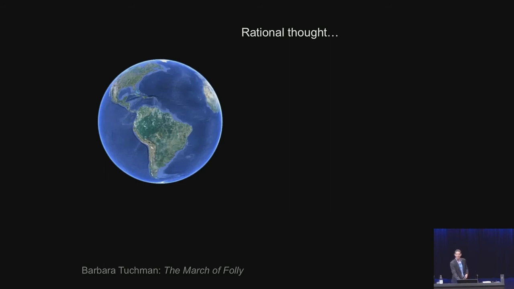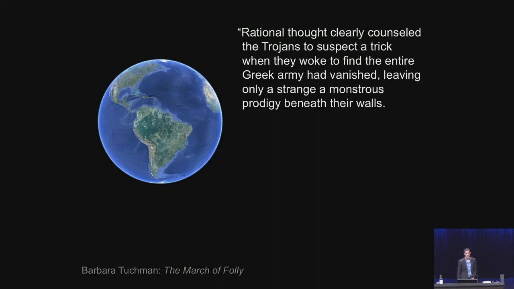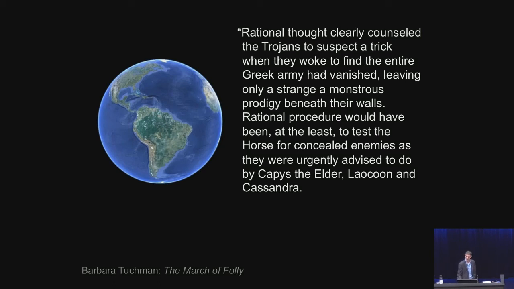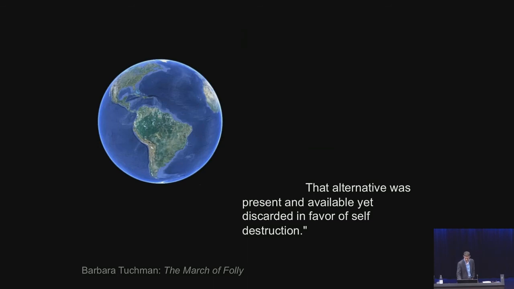Barbara Tuchman's The March of Folly is about why governments forever have done things manifestly against their own self-interests. She writes about the Trojan horse episode from Greek and Trojan history. Rational thought clearly counseled the Trojans to suspect a trick when they woke to find the entire Greek army had vanished, leaving only a strange and monstrous prodigy beneath their walls. Well, when you put it that way, they were pretty stupid, weren't they? Rational procedure would have been, at the least, to test the horse for concealed enemies, as they were urgently advised to do by Capys the Elder, Laocoon, and Cassandra. That alternative was present and available, yet discarded in favor of self-destruction.